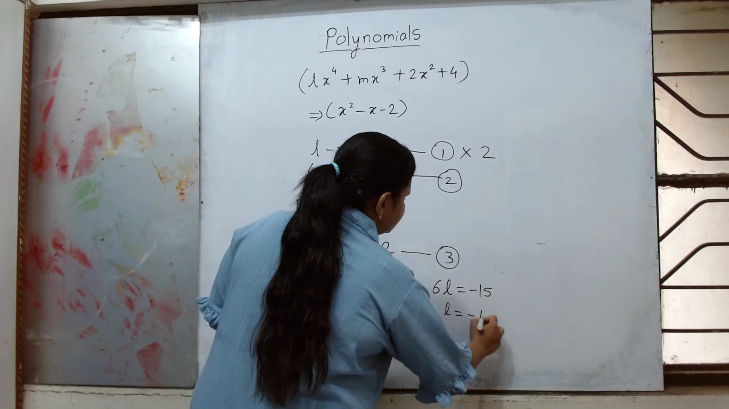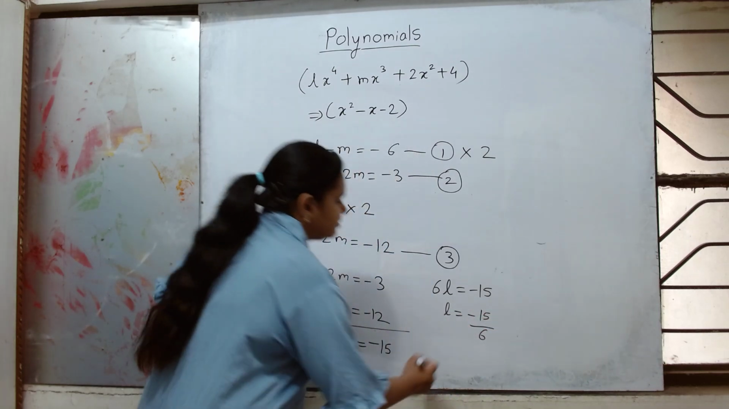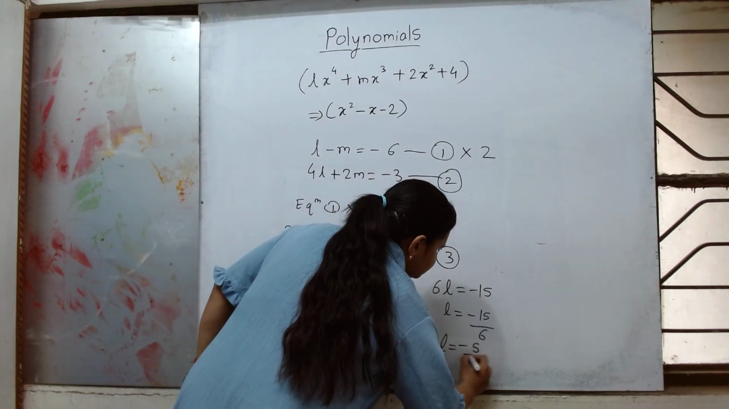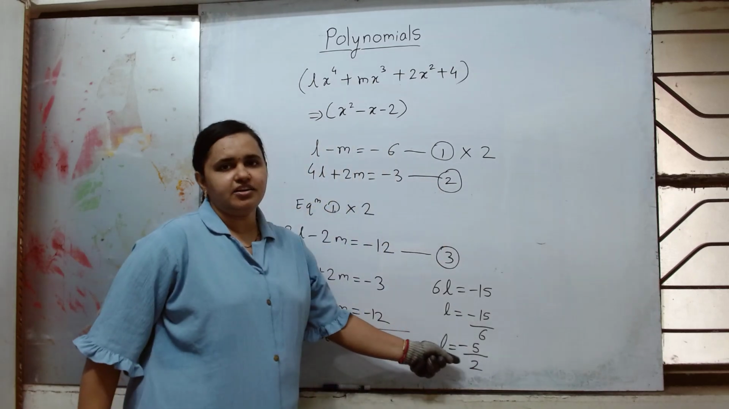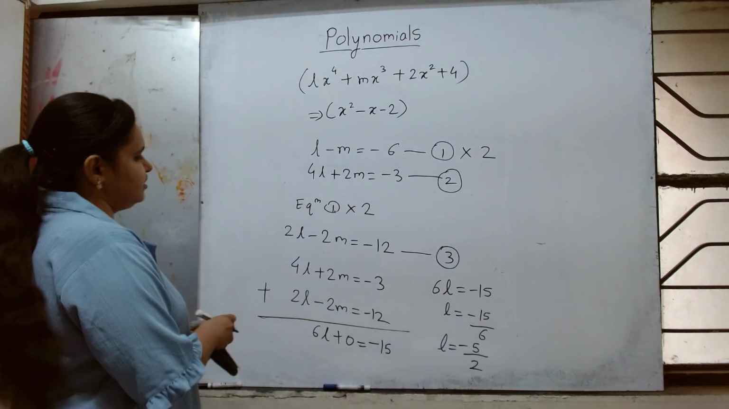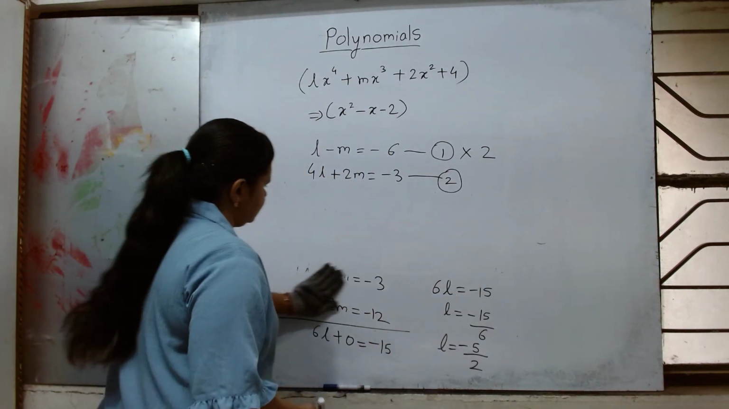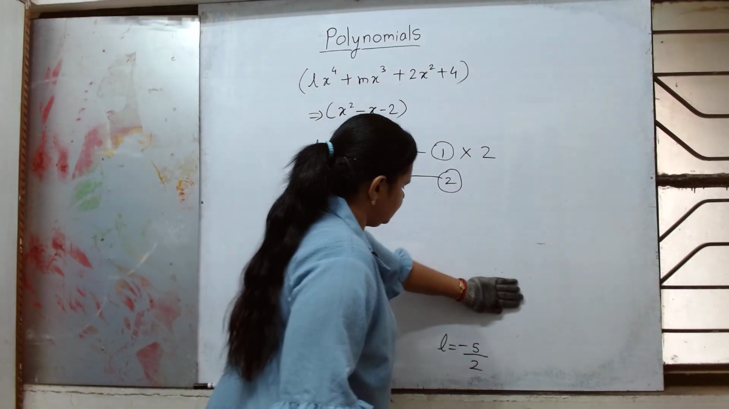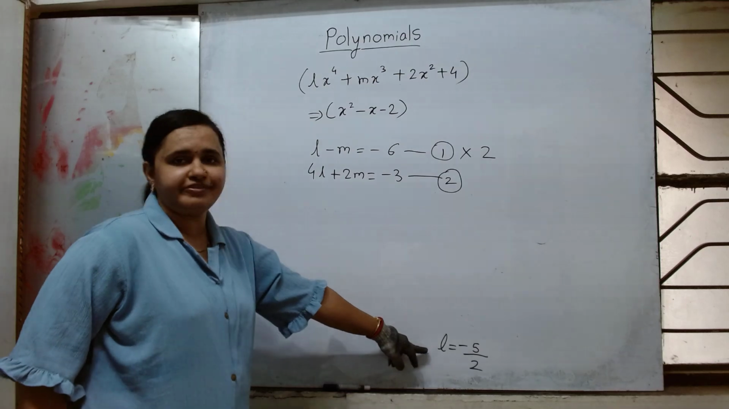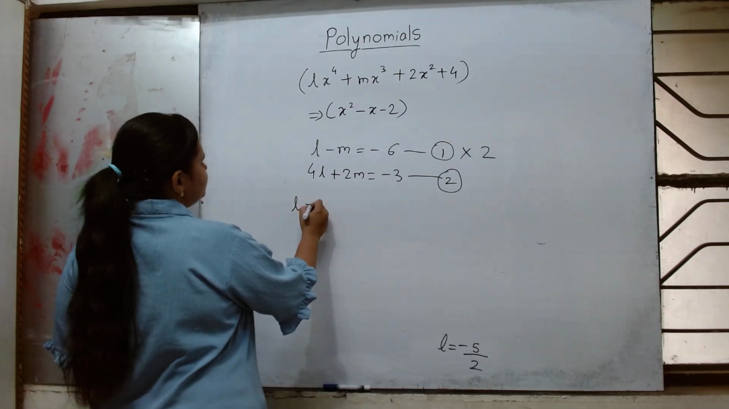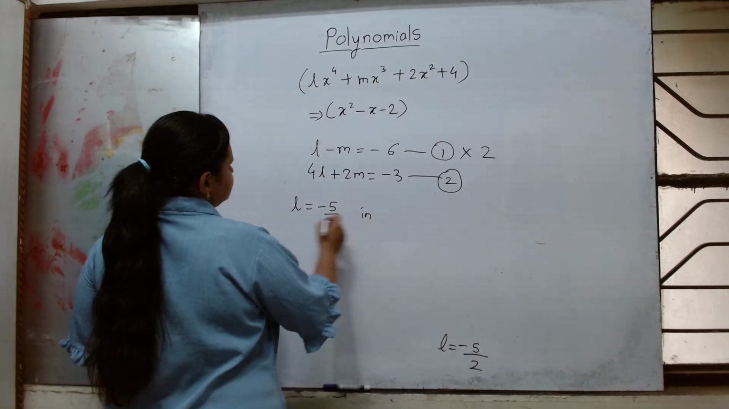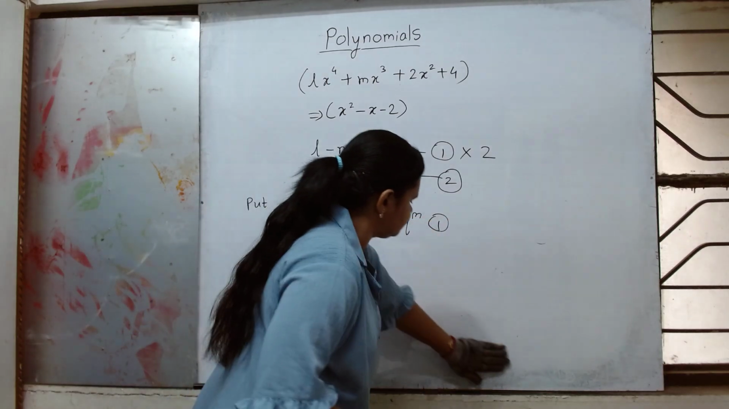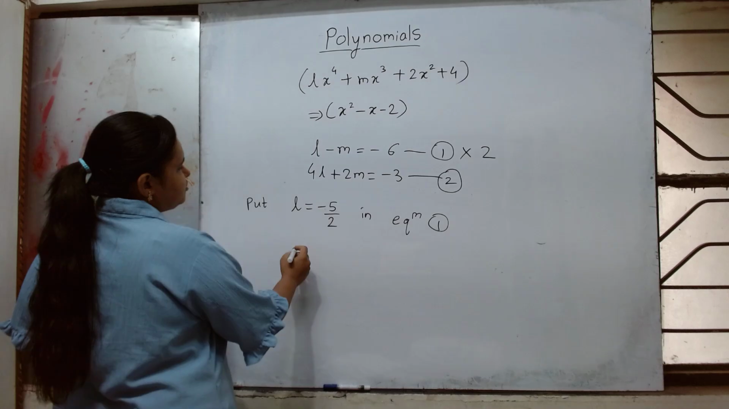So L will be equal to minus 15 upon 6. We can divide numerator and denominator by 3. 3 fives are 15, 3 twos are 6. We have got L equals minus 5 upon 2. So we will put the value of L in either of the equations to get the value of M. L is equal to minus 5 by 2. We will put this value in equation 1. You can put it in either of the equations.